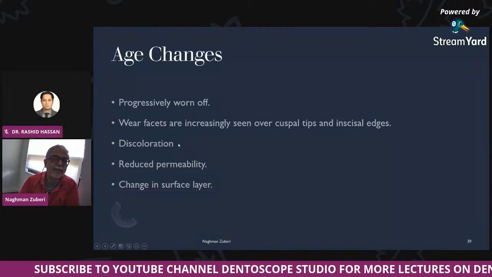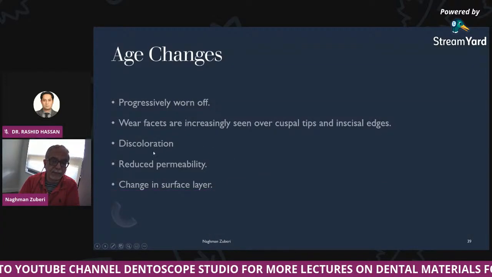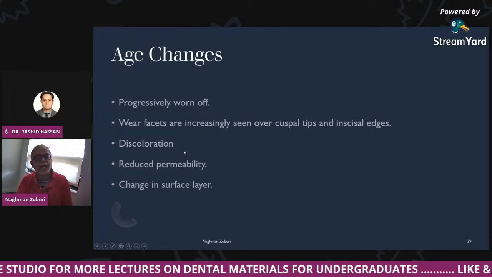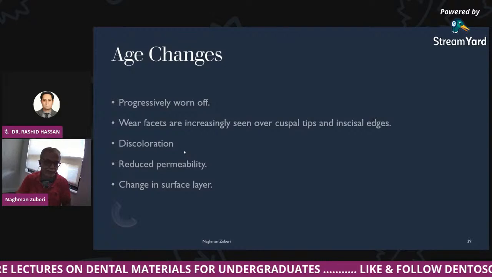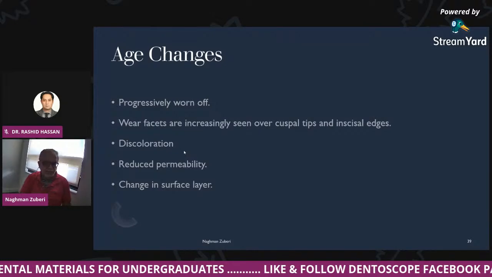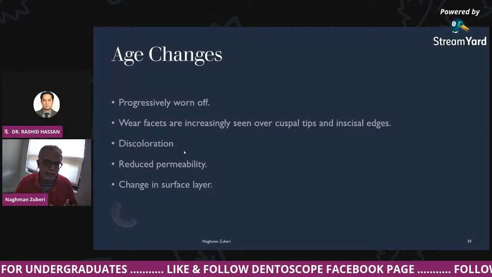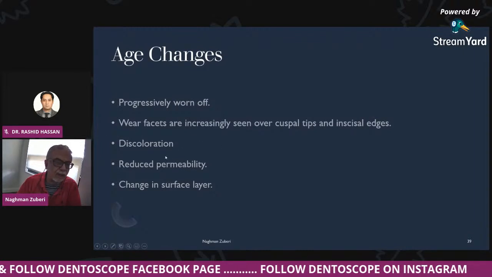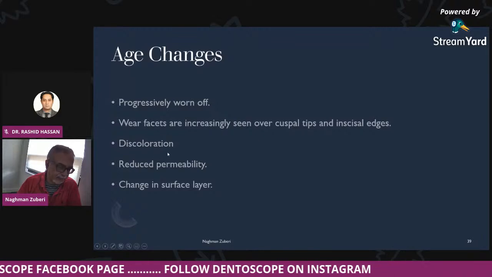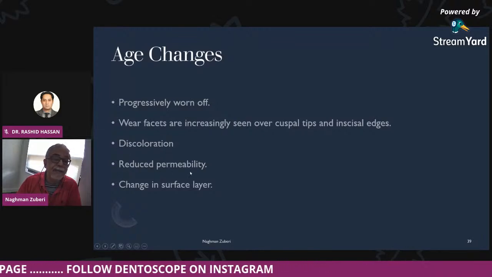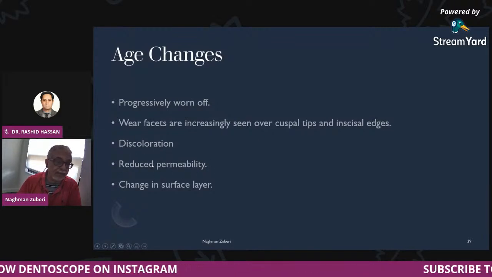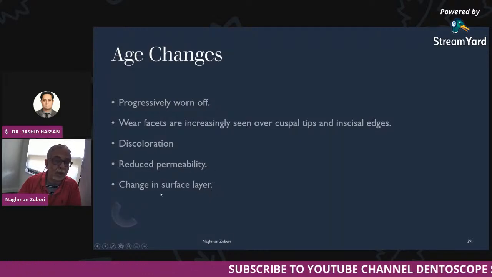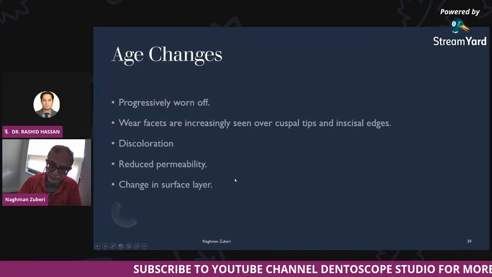It starts becoming discolored as well, depending upon so many features. One is aging itself, and then habits like tobacco, coffee stains, and even the environment and food they eat, all that also affects. The permeability, I have told you in the beginning, is reduced, and the surface layer also changes.